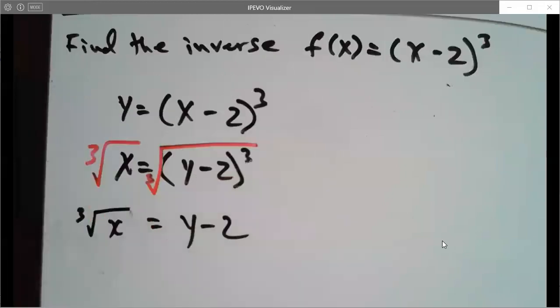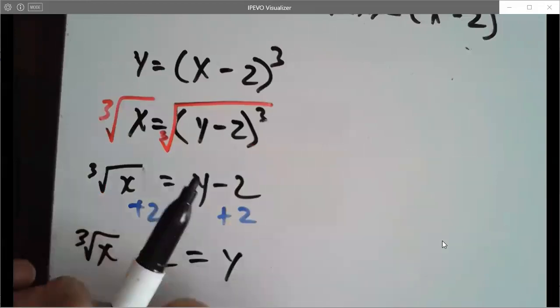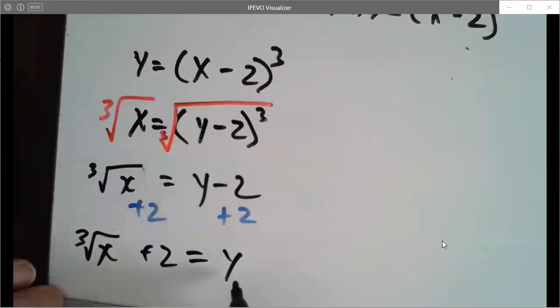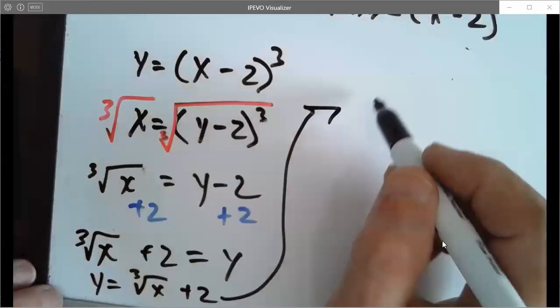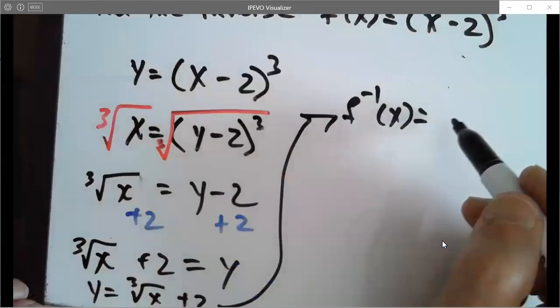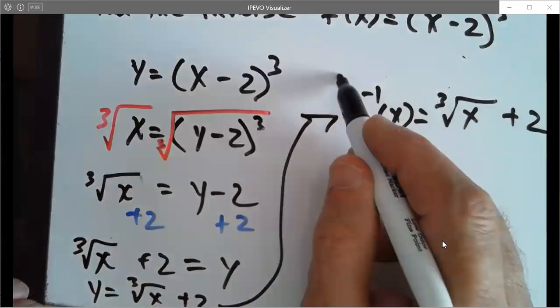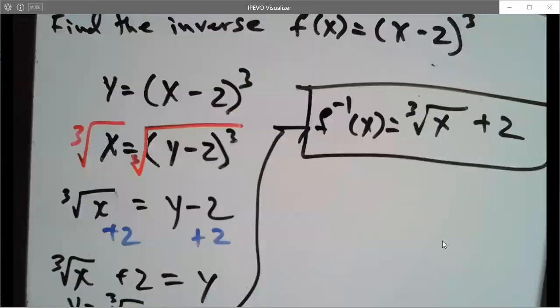Now all we do is just apply a plus 2 to both sides. Plus 2, plus 2. So that gives us the cube root of x plus 2 equals 2y. And notice this is not underneath the radical. Okay? And so now we can switch that and say, all right, y equals 2 cube root of x plus 2. And so change y to the inverse function of f equals the cube root of x, plus 2, and that's our inverse function. All right.